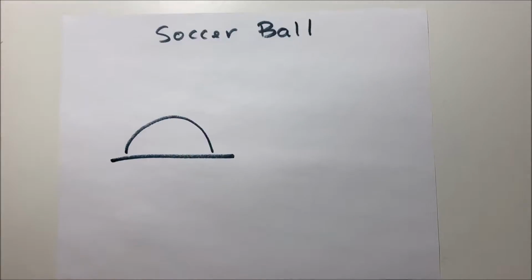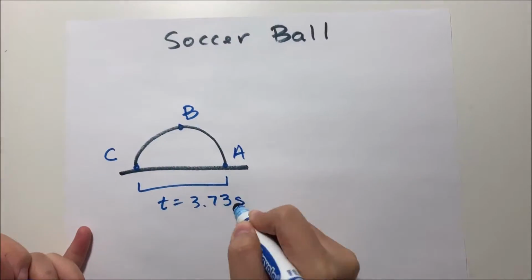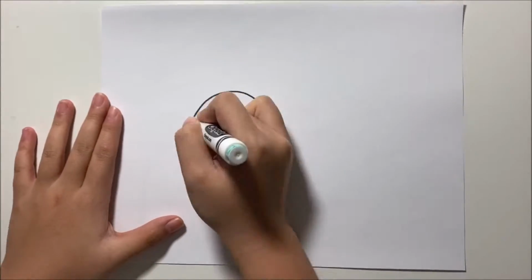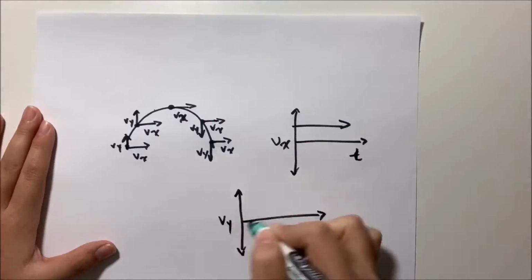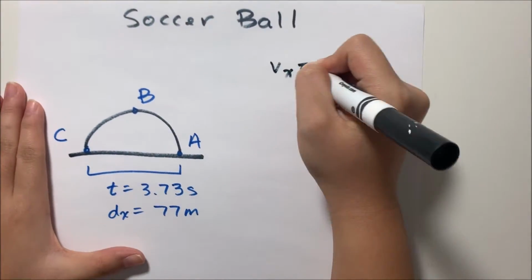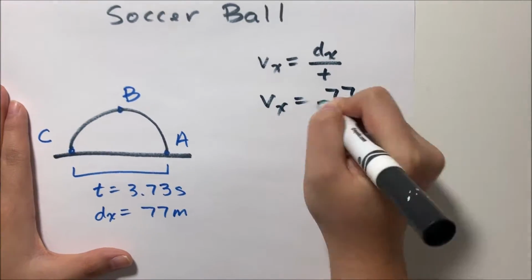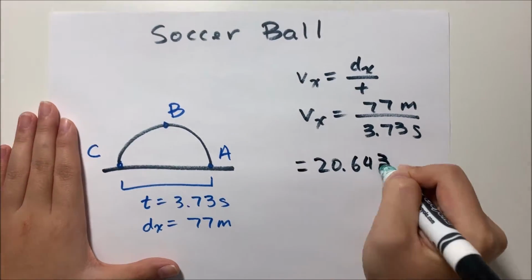The total time that it took the soccer ball to travel the length of the field was 3.73 seconds. We know the horizontal velocity stays the same because there is no horizontal acceleration. We have both the distance and the time, so we can calculate the horizontal velocity of the ball using this equation. This equals 20.643 meters per second.